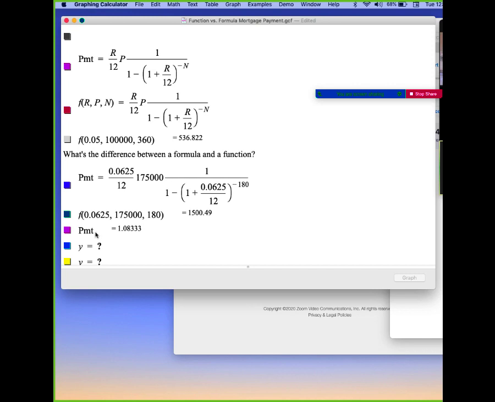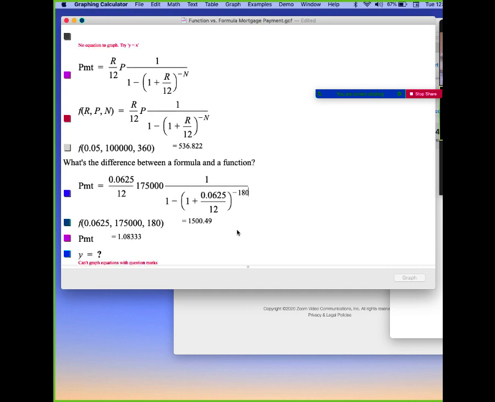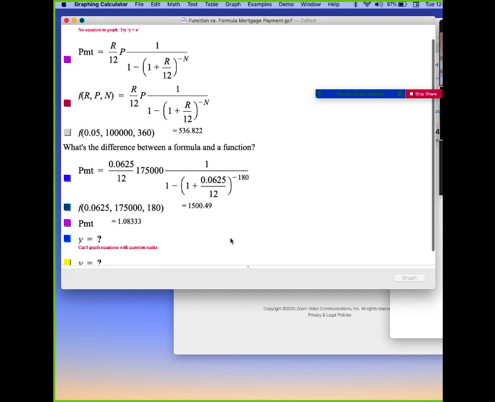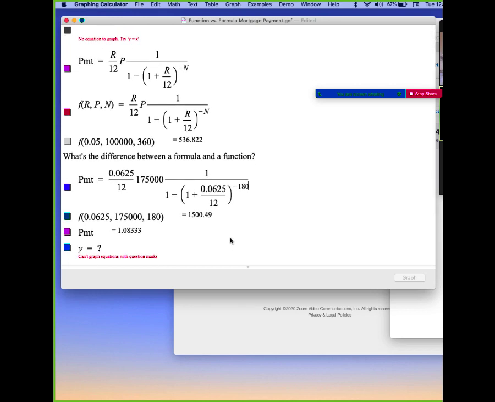I'm not sure. Does it look the same? 1.08, 1500. Is it possible that the F isn't in function notation? You know why it is? Okay, and this is something that's going to come up when you guys are doing your files.